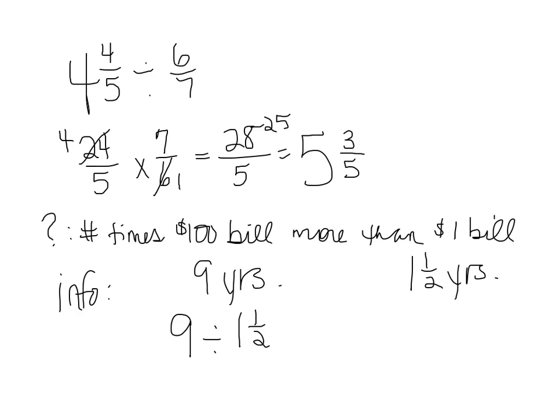What do I need to do to 9? You put it over 1. Put it over 1. What do I need to do to 1.5? Turn it into an improper fraction. 2 times 1 is 2. Plus 1 is 3. Keep your denominator. Now I need to rewrite it as a multiplication problem. 9 over 1 times the reciprocal of.